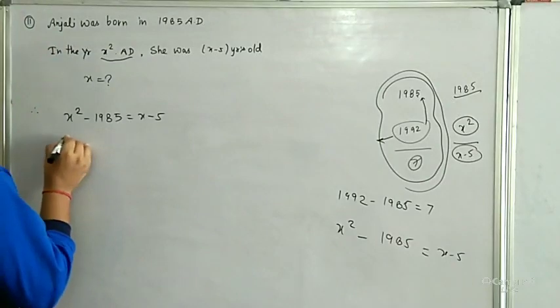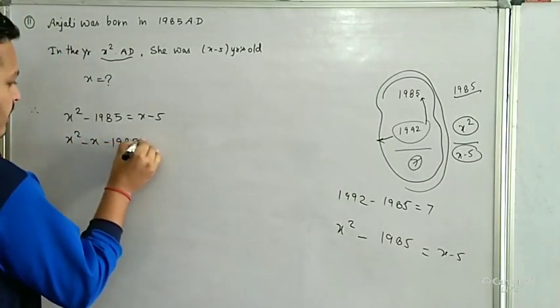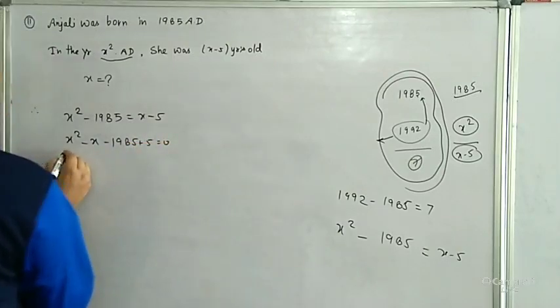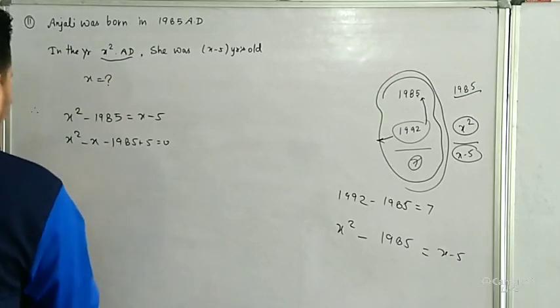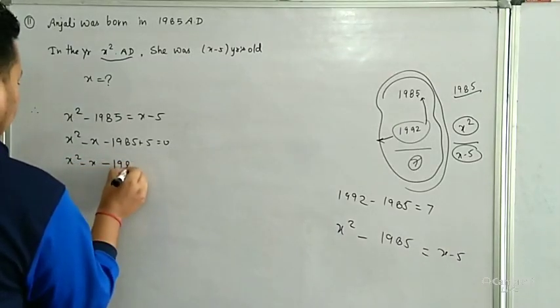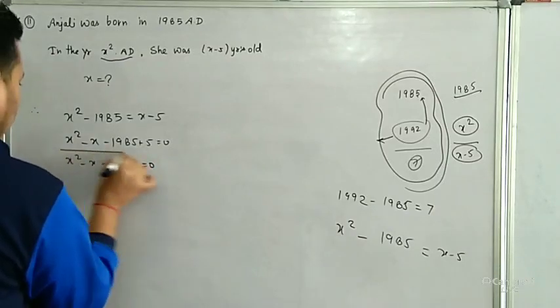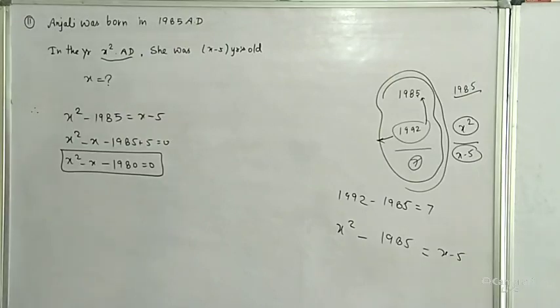Taking all the numbers on the left hand side, x square minus x minus 1985 plus 5 is equal to 0. So finally our quadratic equation will be x square minus x minus 1980 is equal to 0. So this is the form of the quadratic equation and we can solve it.